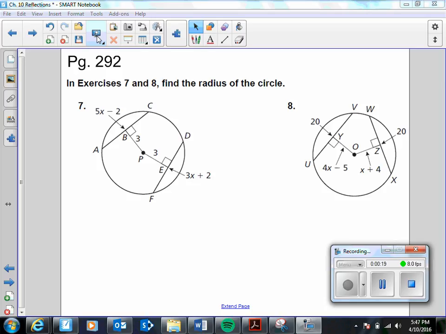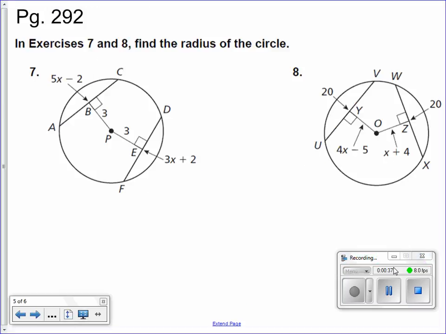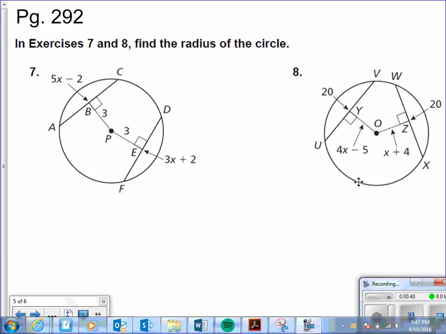You should all be open to page 292 in your journals. If you are not open to page 292, go ahead and get there now, please. We're going to look at numbers 7 and 8 for our warm-up today. Again, if you are not on page 292, go ahead and get there. We're going to start off here with number 7.